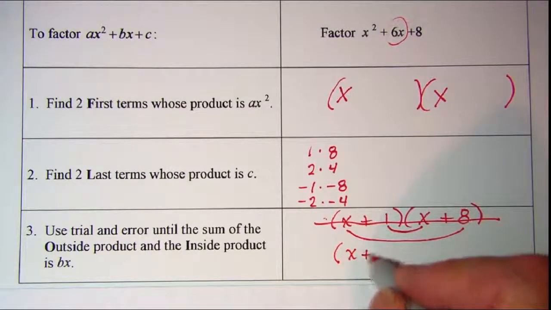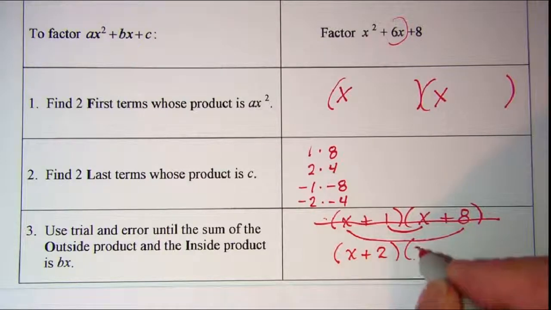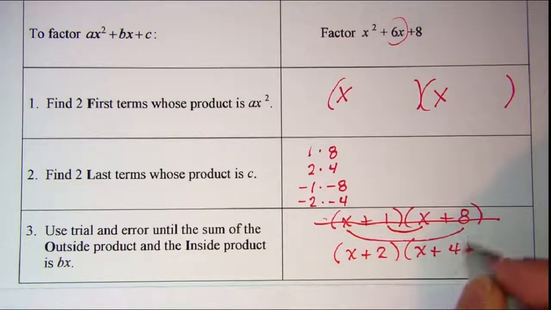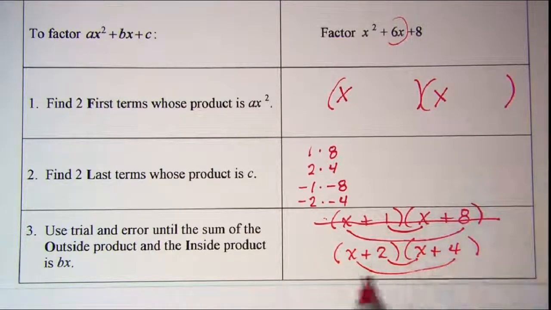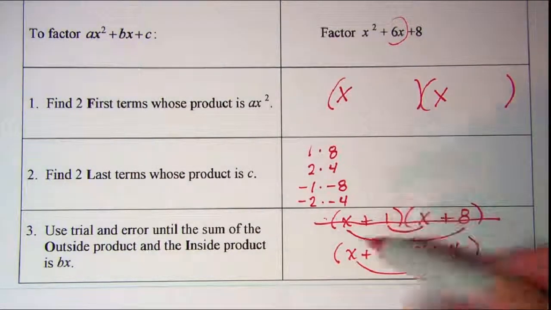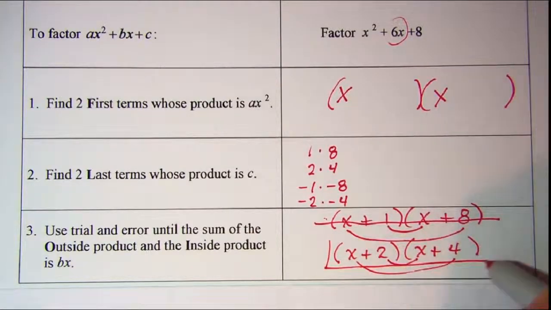Then I want to try my next one. So x plus 2 times x plus 4. Again, multiply your inside and outside. So the outer product is 4x, the inner product is 2x, and that sum is 6x. So this is my factored form.